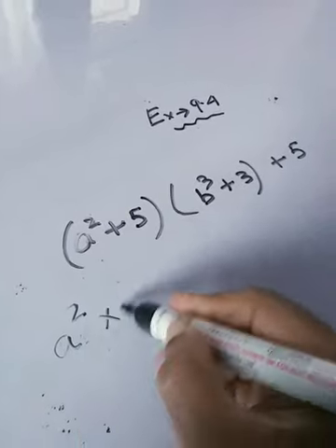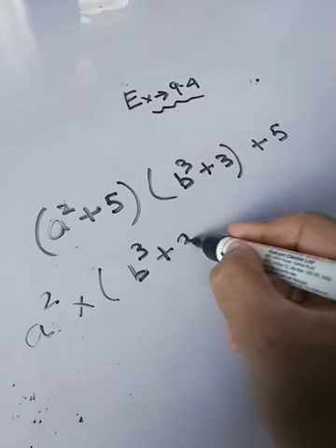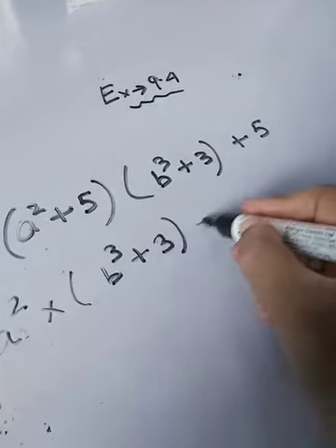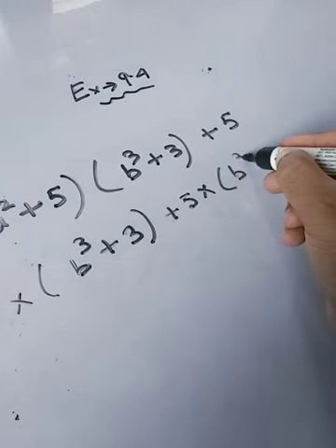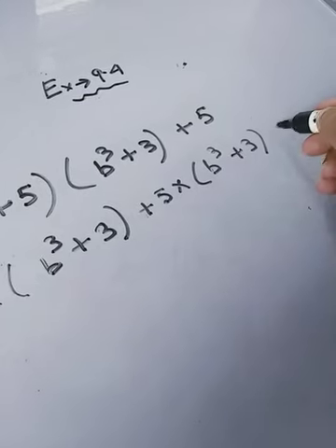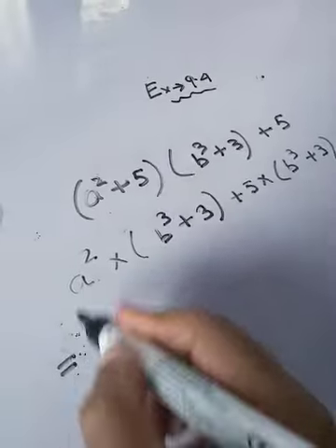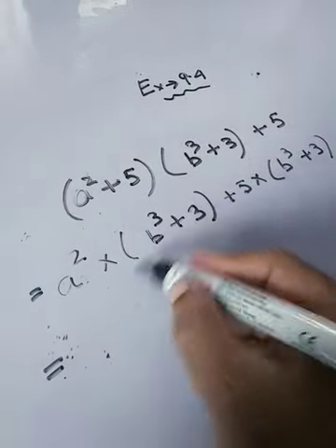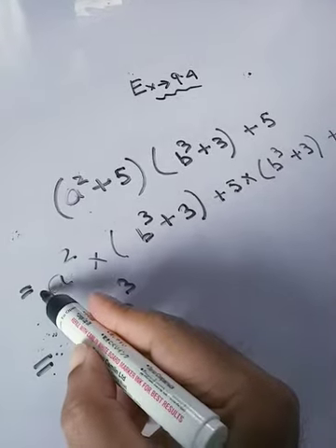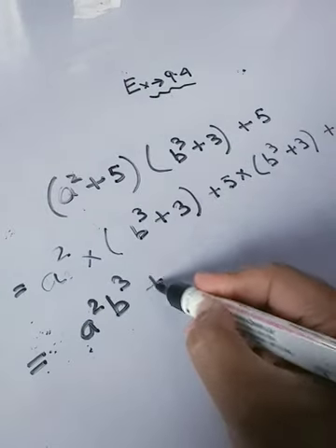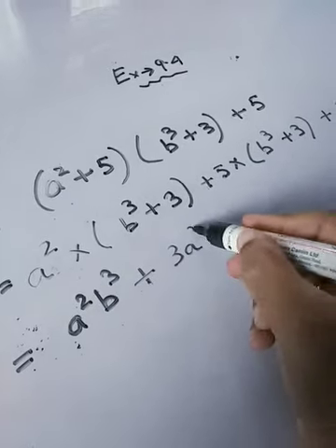A square into what? B cube plus 3. Now again with plus 5 we have to multiply that one binomial, this binomial, that is b cube plus 3. Now what is remaining? Plus 5. Now we have to open the bracket. That is a square into b cube is what? A square b cube. Now this is carrying plus sign, plus is plus. Now if you multiply a square into 3, it will be 3a square.